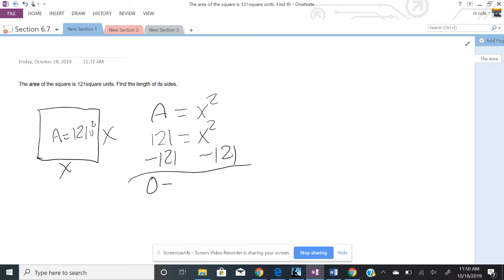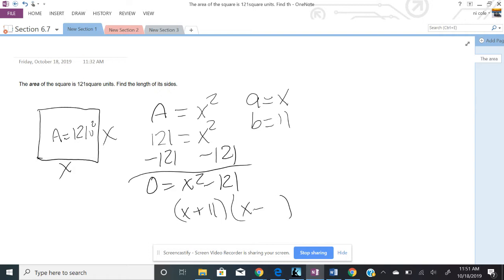So therefore, I will have 0 is equal to x squared minus 121. Does it matter that the 0 is on the left-hand side or the right-hand side? No. This here is that special unit. So what times what makes x squared? Well, that's x, and what times what equals 121? That's 11. So you can have x plus 11 and x minus 11, equal to 0. Note that I have that subtraction sign. So then I can come up here and solve for x.